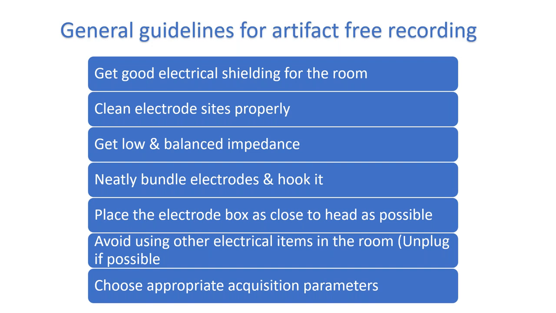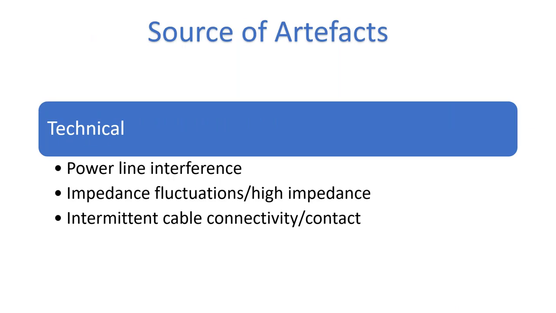Because if I have electrode impedance of 4 kilo ohms in one electrode site and 1 kilo ohm in the other, that will cause more problem than having 5 kilo ohms at both electrodes. The common mode rejection gets affected when there is an imbalance between the electrode impedance of two electrodes. Then we generally say the electrode wires should be tied up neatly and put on your hook, and the electrode box should be kept as close to the patient as possible, and as far from the instrument as possible. As far as possible, avoid using other electrical items, especially if you feel that there is electrical interference. And most important, I always say, make sure that you choose the correct acquisition parameters.